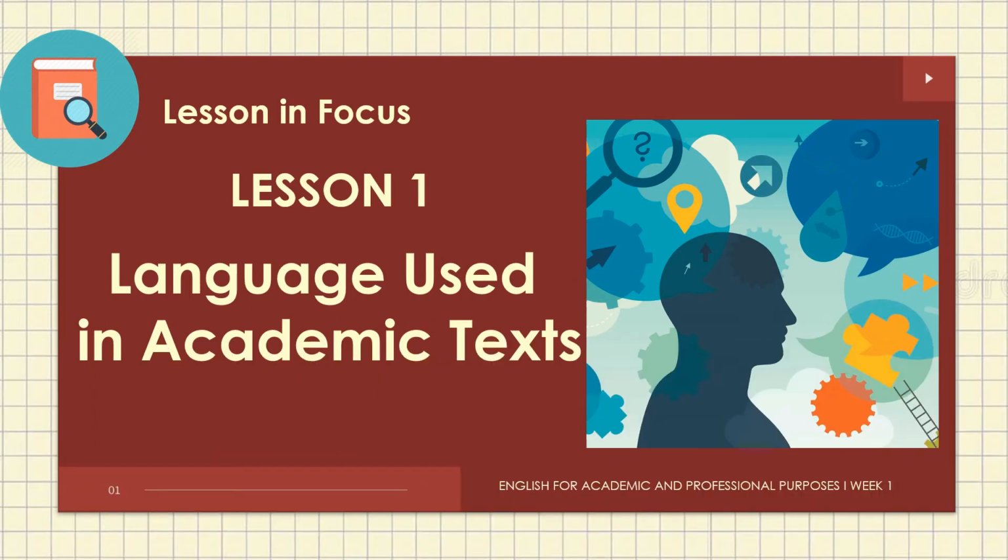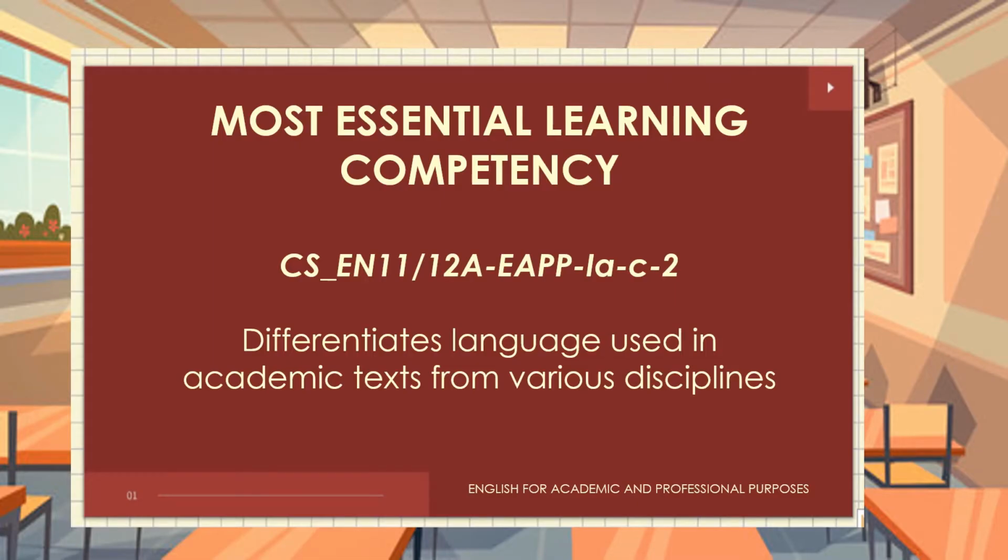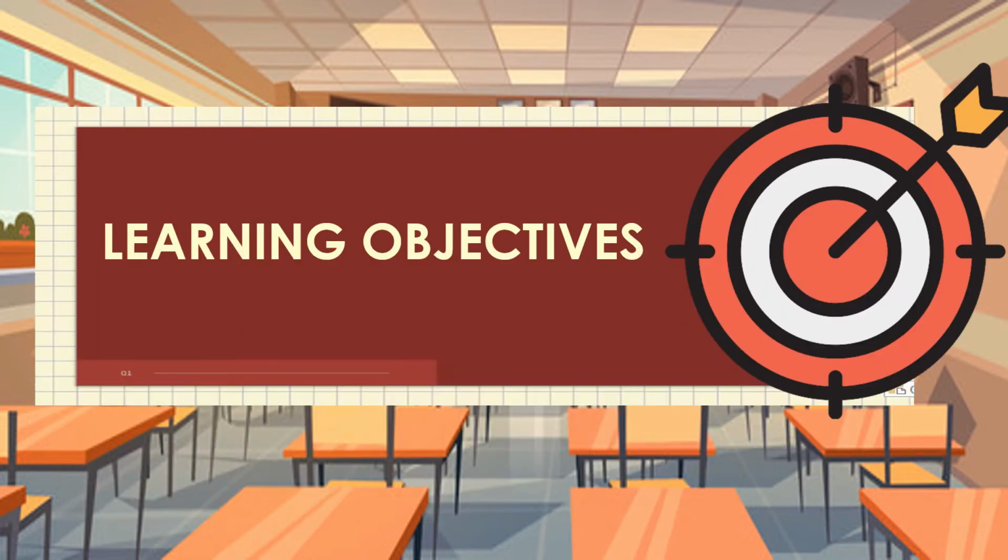In today's lesson, our lesson focus is the language used in academic text. The most essential learning competency is to differentiate language used in academic text from various disciplines. Here are the learning objectives.